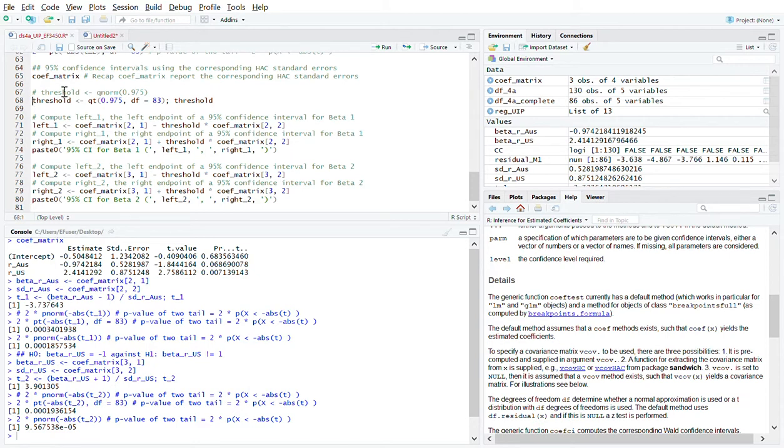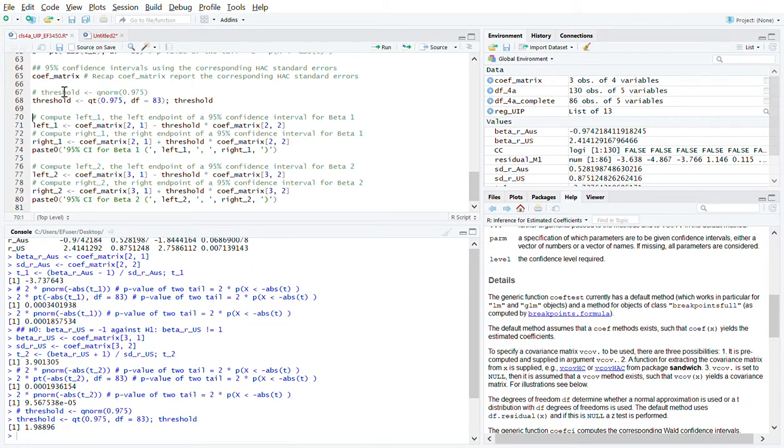Again, for Dr. Yan's class, you're going to use the threshold from the t-distribution, and if you're in Dr. Brief's session, you're going to use the standard normal. So I'm going to use the t-distribution for demonstration in the following. We're going to construct the confidence interval for beta 1.